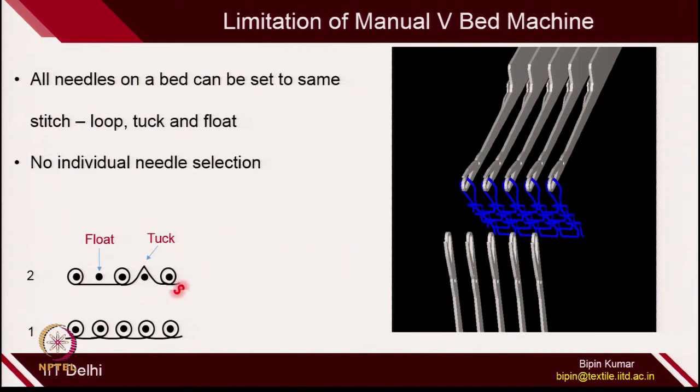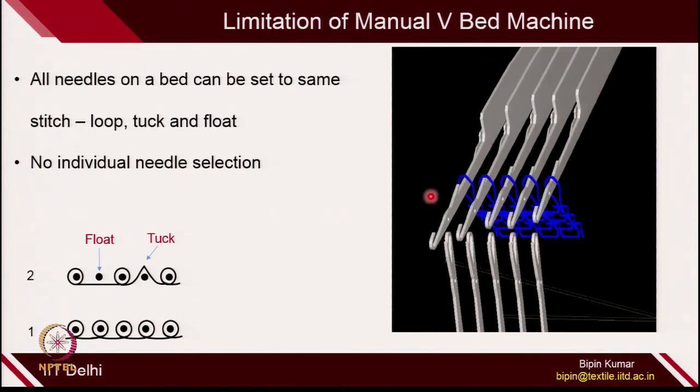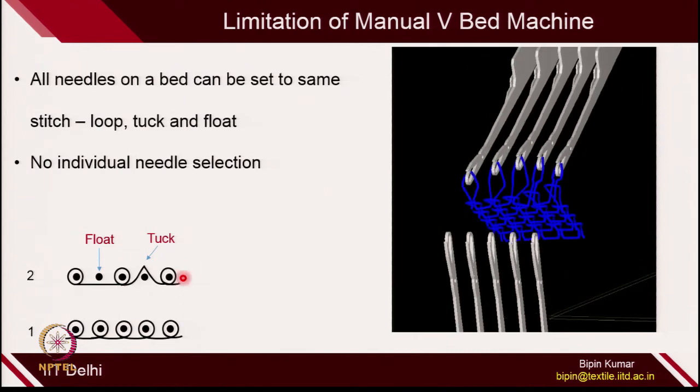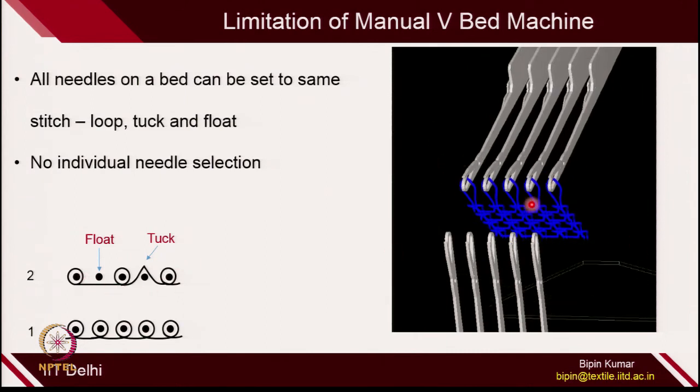This type of arrangement is not possible on a manual V-bed machine, which is quite popular, because we have no possibility of individually controlling the needle movements. All the needles of the same bed will be doing the same functions. So unfortunately, we would not be able to create this course, which is shown in this figure.